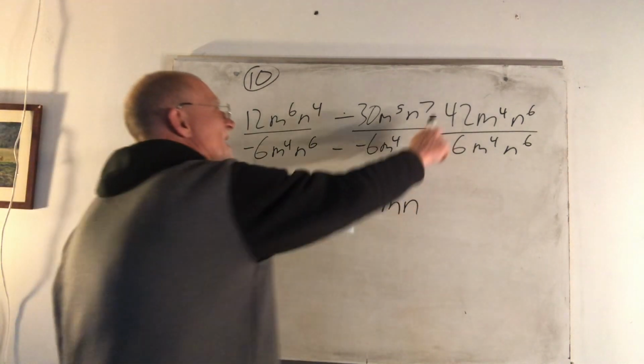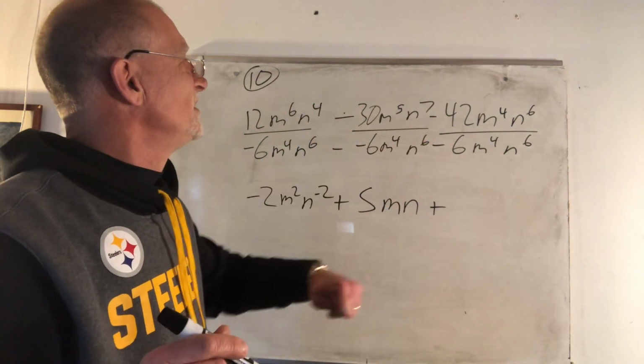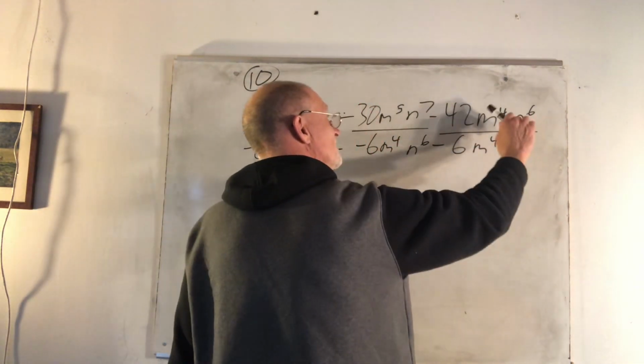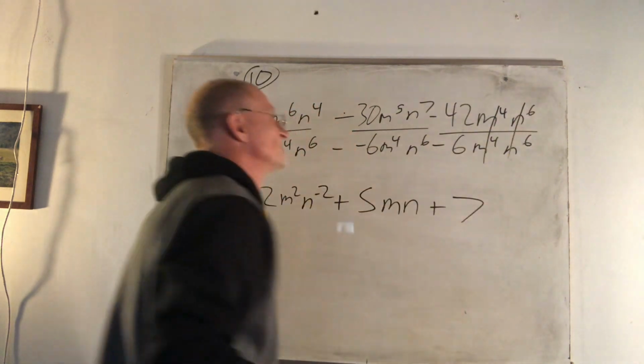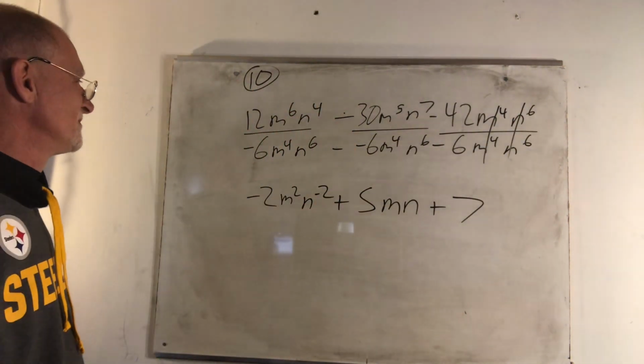Last step, minus and minus again becomes a plus. 42 divided by 6 is 7. And m to the 4th, n to the 6th each cancel out. So in the end, you're left with all this.